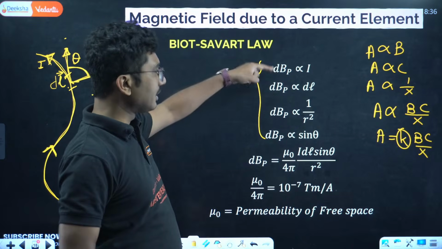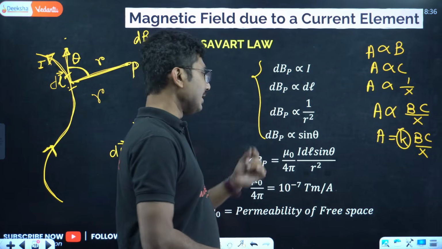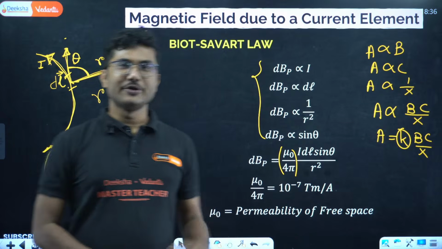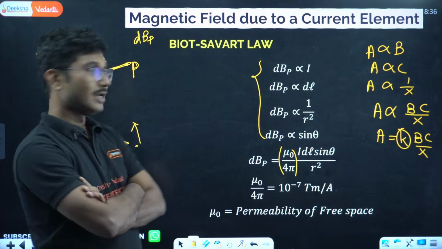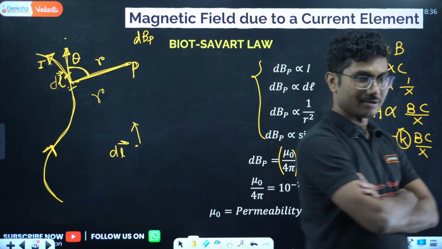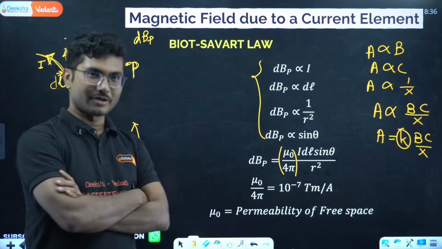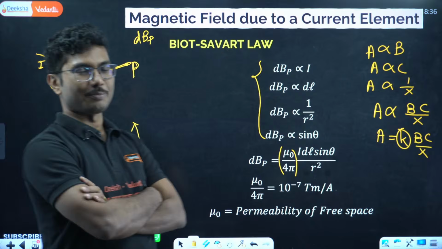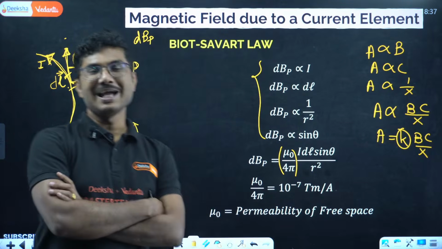So here also, four quantities are there. When you remove the proportionality sign, there will be a constant mu naught by 4 pi. Let me introduce our hero of the chapter, mu naught upon 4 pi. If you remember, in electrostatics we used to have a constant 1 by 4 pi epsilon naught. In magnetostatics, in magnetism, we will have a constant mu naught by 4 pi. So our old hero 1 by 4 pi epsilon naught is replaced by mu naught by 4 pi.